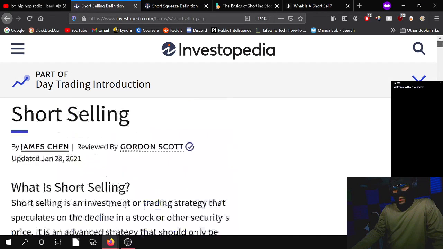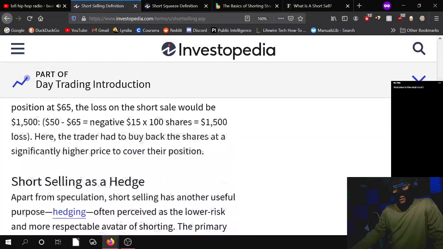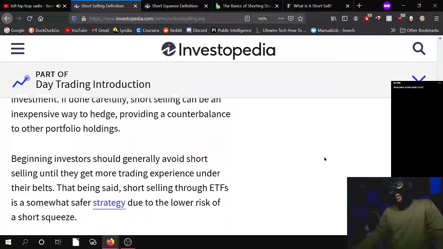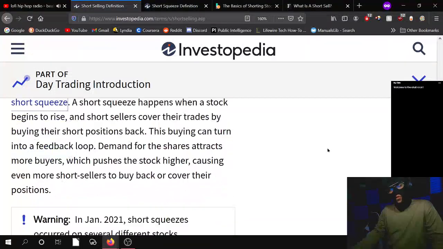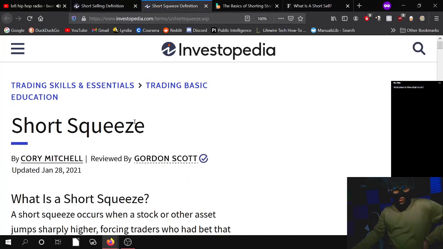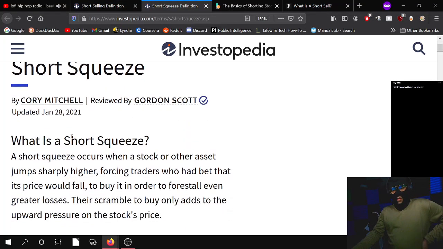So let's go up here. Short selling and short squeeze, because those are the two big things that are in people's minds and the zeitgeist of today's pop culture. What a short squeeze and short selling is. So let's go with short squeeze. What is a short squeeze? Let me hydrate.